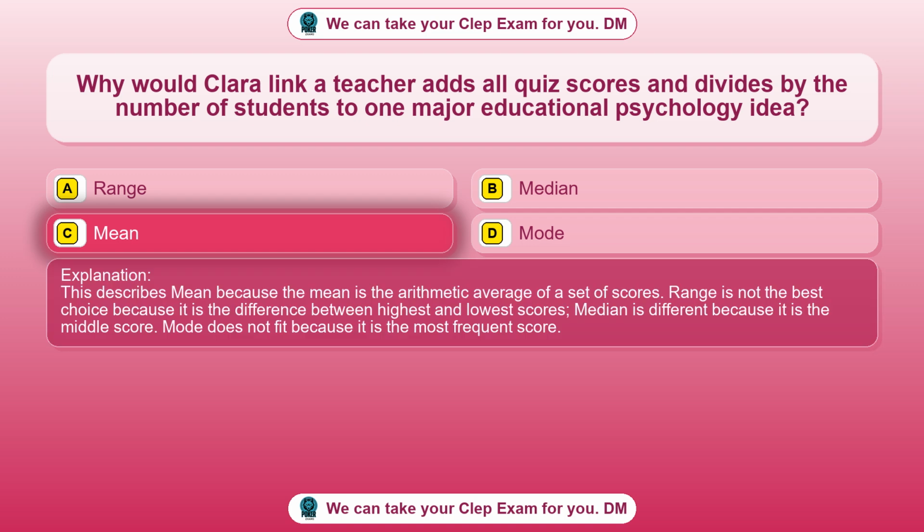This describes mean because the mean is the arithmetic average of a set of scores. Range is not the best choice because it is the difference between highest and lowest scores. Median is different because it is the middle score. Mode does not fit because it is the most frequent score.